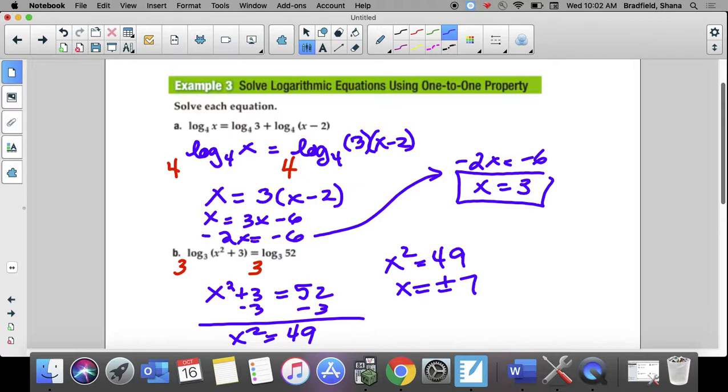Now, when I'm doing the logs like this, I do want to check to make sure, am I going to have any extraneous values? So is there anything that I get that's not going to work? And just remember that you can't take the log of a negative. But if I put a positive 7 in for x, that's going to be 49 plus 3, which is 52. Or if I put a negative 7 in, that's also going to be 49 plus 3 is 52. So both of these will work.